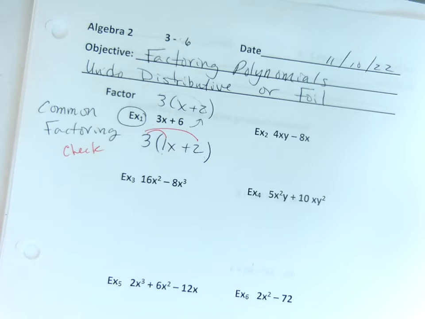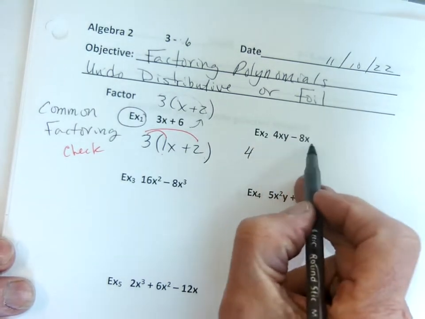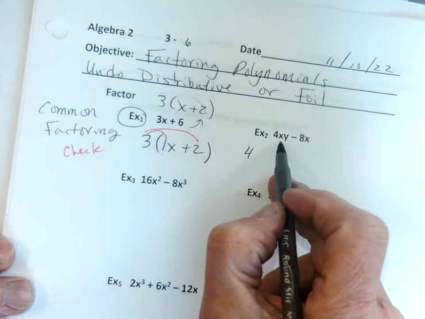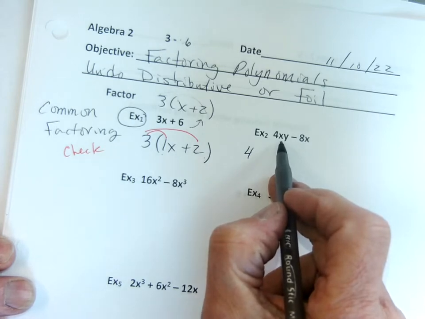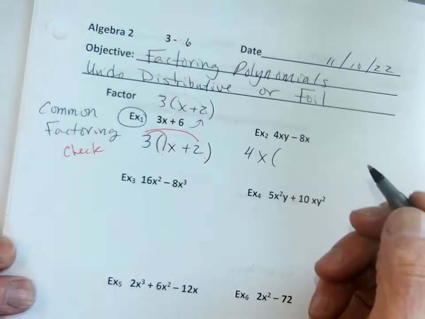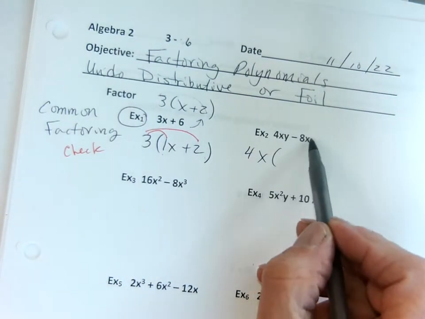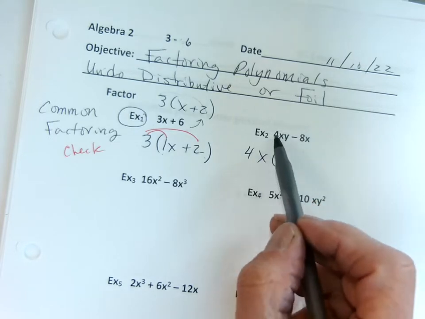How about example 2? What do they have in common? 4. Okay, 4 is correct, but they have more. They have a 4 in common, and they also both have an x. But the biggest multiple would be 4, yes. And they both have an x in common. So I common factor out the x. They both have a multiple of 4.